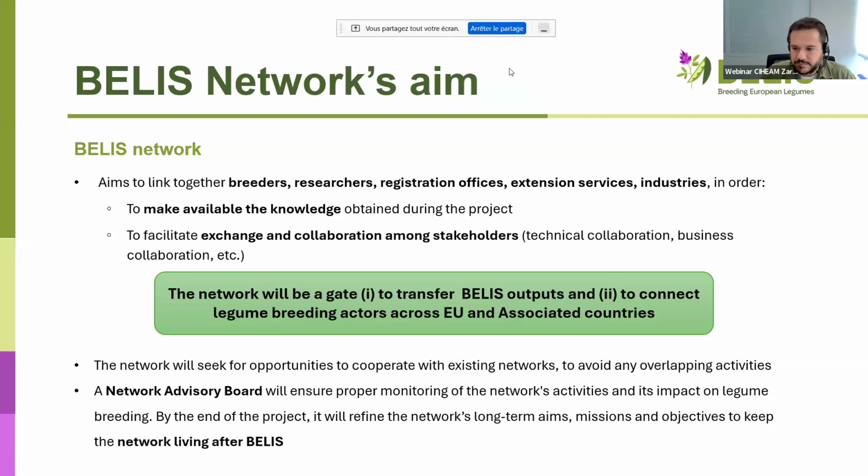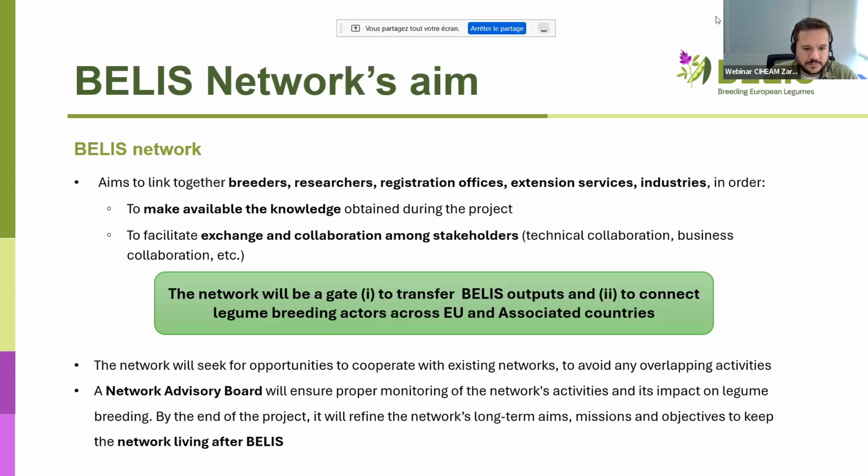Indeed, in the BELIS project, we aim to deliver outputs useful for breeders, researchers, and all the value chain connected to legumes. And that's why we thought the BELIS network would be a good gate to connect people, on one side, to make available the knowledge obtained during the project, and also to facilitate exchanges and collaboration among stakeholders.